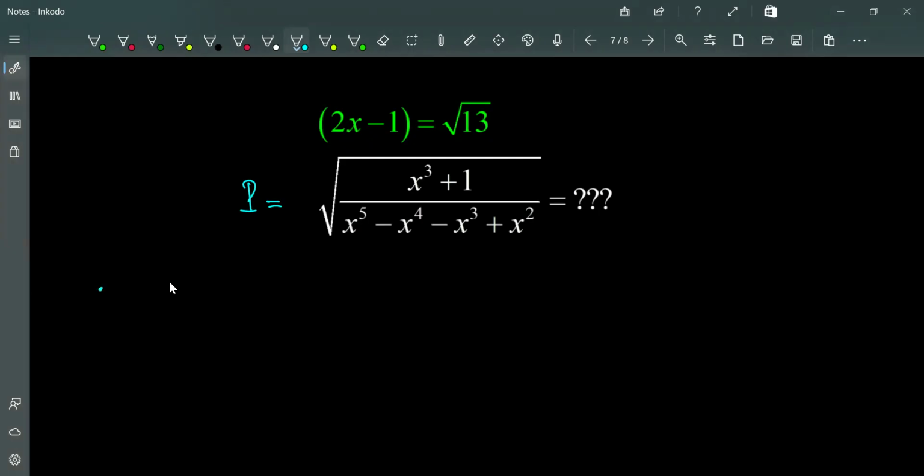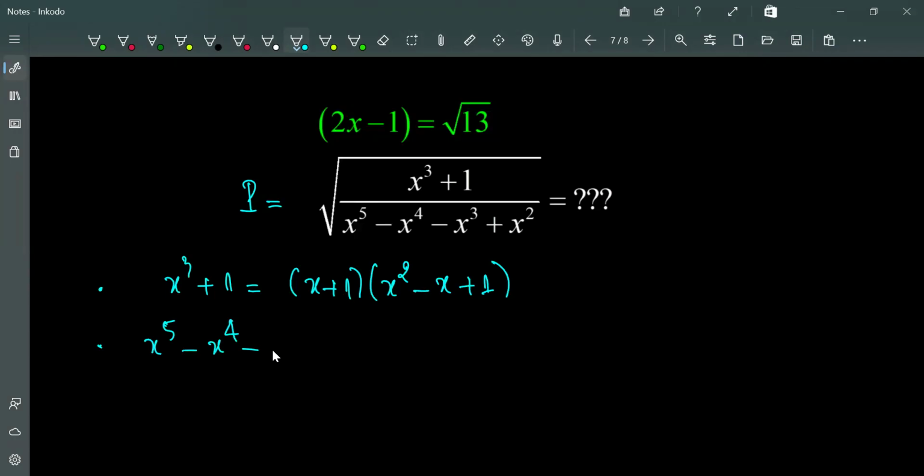Okay, so you know that x cubed plus 1 is equal to x plus 1 times x squared minus x plus 1. Okay. And for x power 5 minus x power 4 minus x cubed plus x squared, we can write x power 5 minus x power 4 minus x cubed minus x squared.